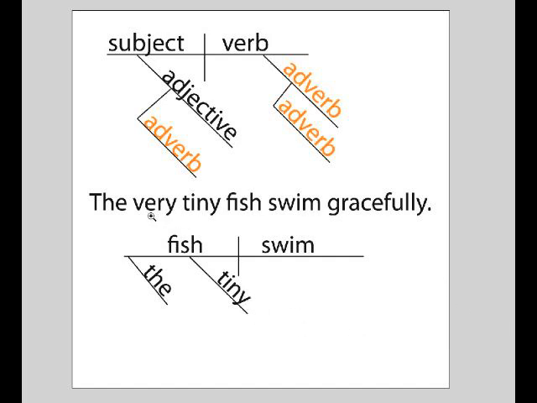Now we can go back to the word very because we already figured out that very is telling us more about this adjective tiny, and we have tiny in our diagram. Words that modify adjectives are adverbs and they go underneath the adjective that they're modifying. So this adverb goes right under this adjective, very tiny.